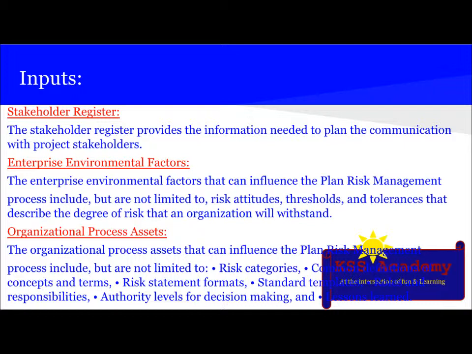Next input is enterprise environmental factors that can influence the plan risk management process, which include risk attitudes, thresholds, and tolerances that describe the degree of risk that an organization will withstand. The organizational process assets that can influence the plan risk management process include risk categories, common definition of concepts and terms, risk statement formats, standard templates, roles and responsibilities, authority levels for decision making, and lessons learned.